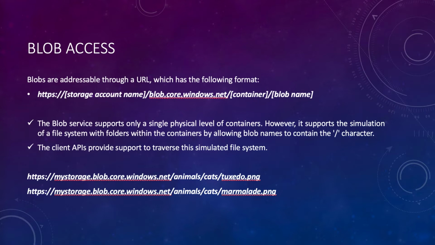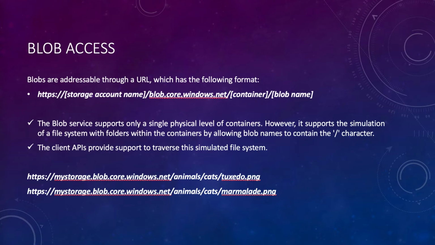And then you put blob.core.windows.net. This is a constant syntax that should show there no matter what. And then a slash the container name and a slash the blob name. So very simple and very easy. The blob service basically is available to you through this HTTPS link. Remember, the blob service supports only a single physical level of container.